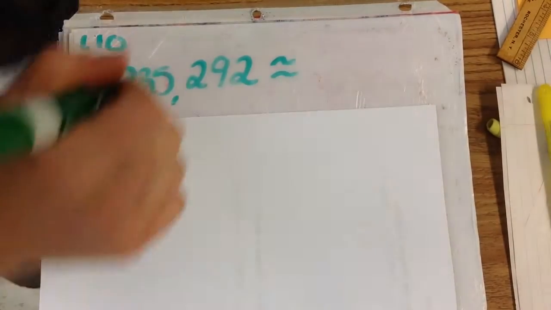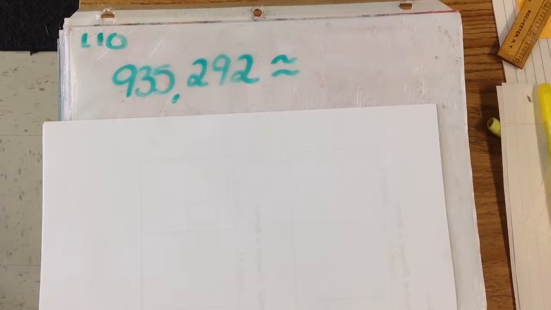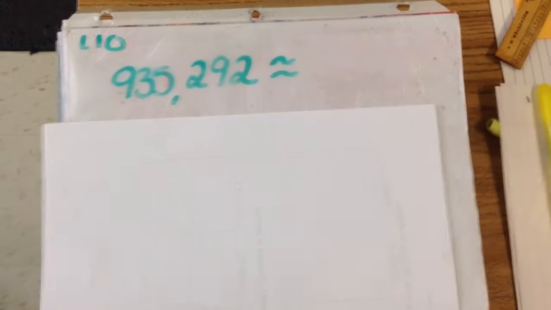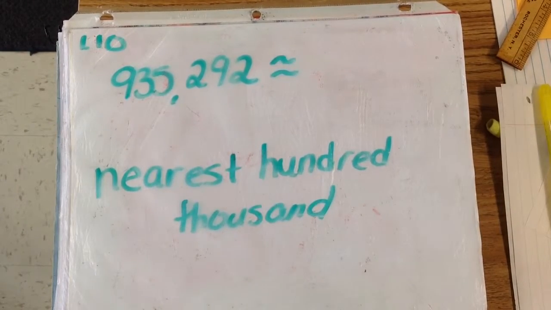So today you're going to be spending some time looking at word problems as well as how to round without your number line. What I'd like you to do is write this number down on your paper: 935,292 is about. Go ahead and pause while you do that. We're going to go ahead and round to the nearest 100,000.